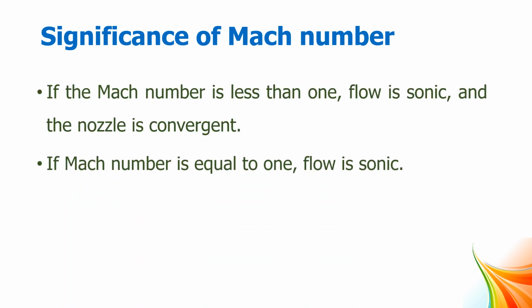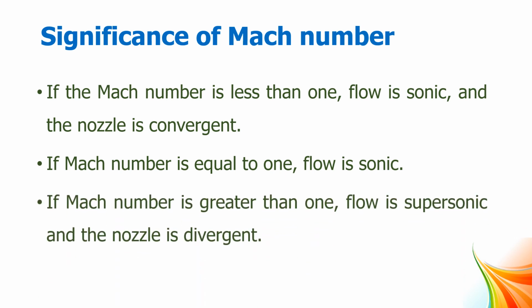Significance of Mach number: if the Mach number is less than 1, the flow is subsonic and the nozzle is convergent. If it is equal to 1, it is called sonic. If it is greater than 1, it is called supersonic and the nozzle is divergent. Less than 1 means subsonic, it is convergent. More than 1 means it is supersonic and divergent. Nozzle type: convergent nozzle, convergent divergent nozzle. There are 3 types of nozzles we have: convergent, divergent and convergent divergent nozzle.